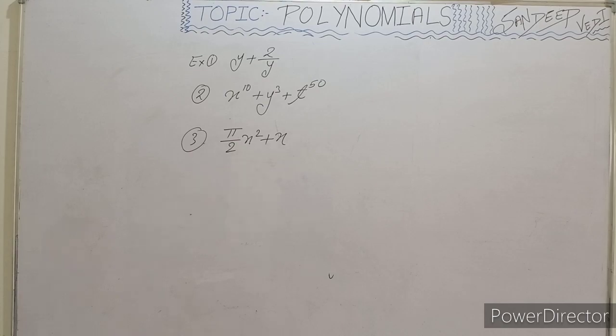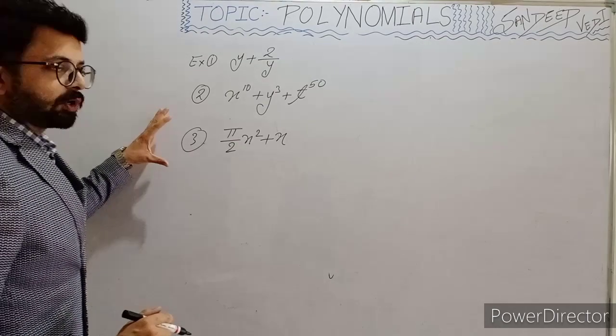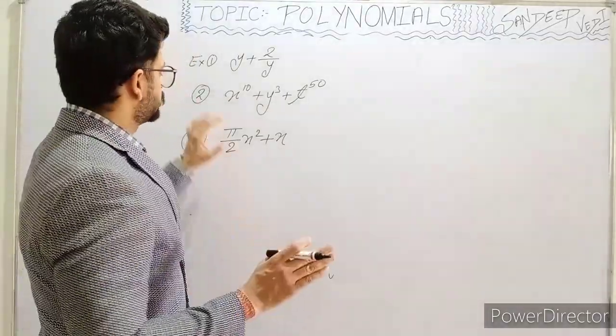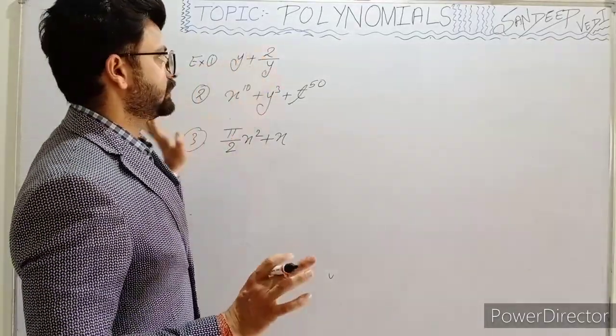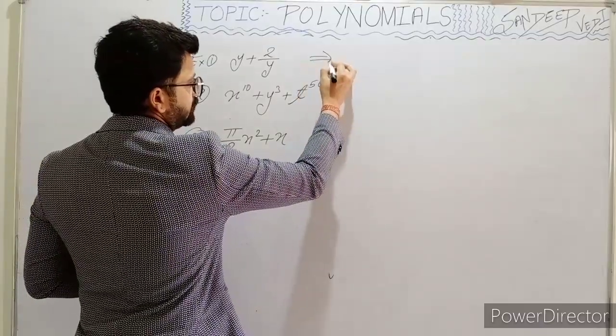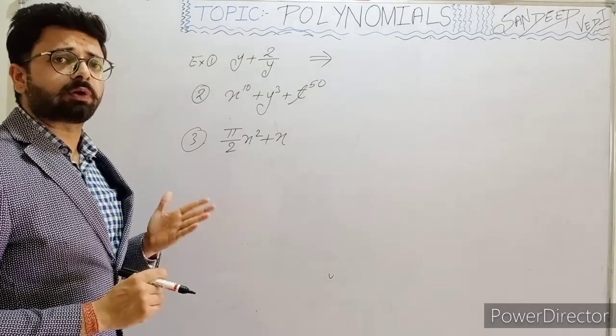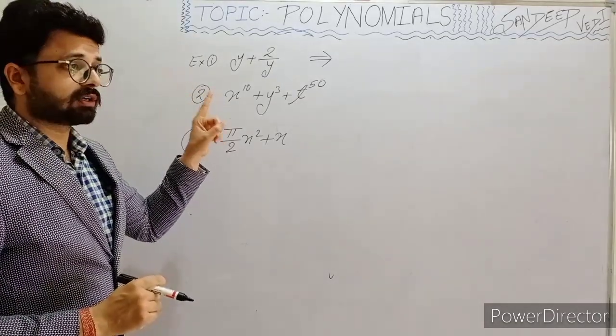Here you see guys, 3 examples. I am telling you about these 3 examples before completing this video. So y plus 2 upon y. This is not a polynomial. The question is asking: is this a polynomial in one variable or not? This is not a polynomial.